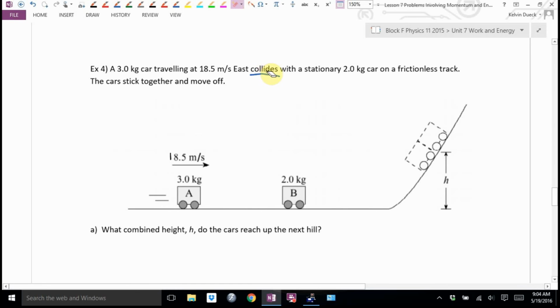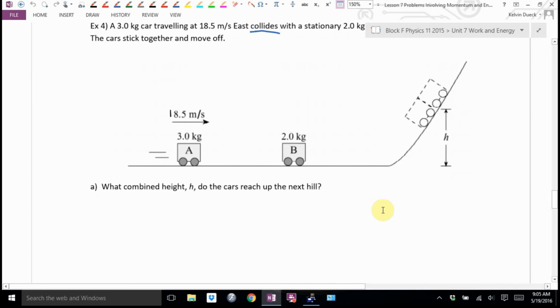Collision, that's a job for? Conservation of momentum. That's my trigger word. I know I'm doing momentum. Oh, I also see in the picture a change in height and a curvy path. What's that a job for? Energy. Conservation of energy.